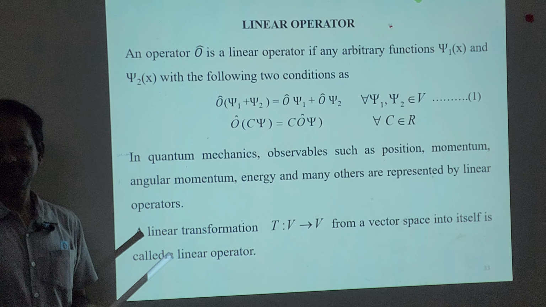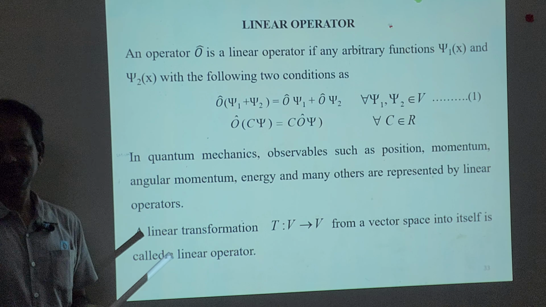And the second one is the operator operating on a scalar multiplication, some constant, with the wave function, which will give you C times the operator operating on psi. That C belongs to the real space, or it can even be a complex number. So this is what we discussed in the last class. Linear operator means the operator operating on the combined system will give you the operator operating on the individual systems. You have to remember this one.